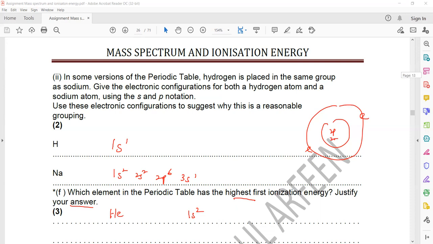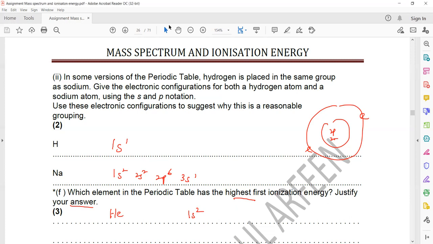And due to this complete shell, there is more attraction and electrons are closer to the nucleus, so they will have more attraction. That's why it is having the highest. So the mark distribution, why 3 marks?